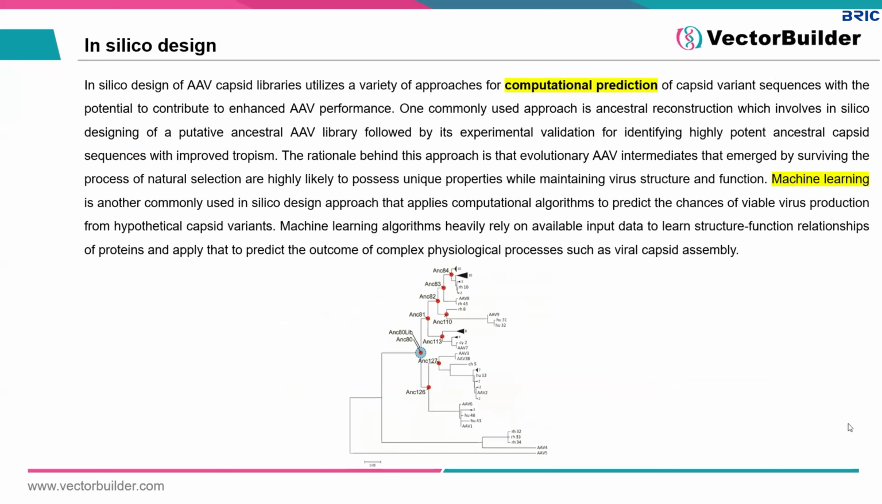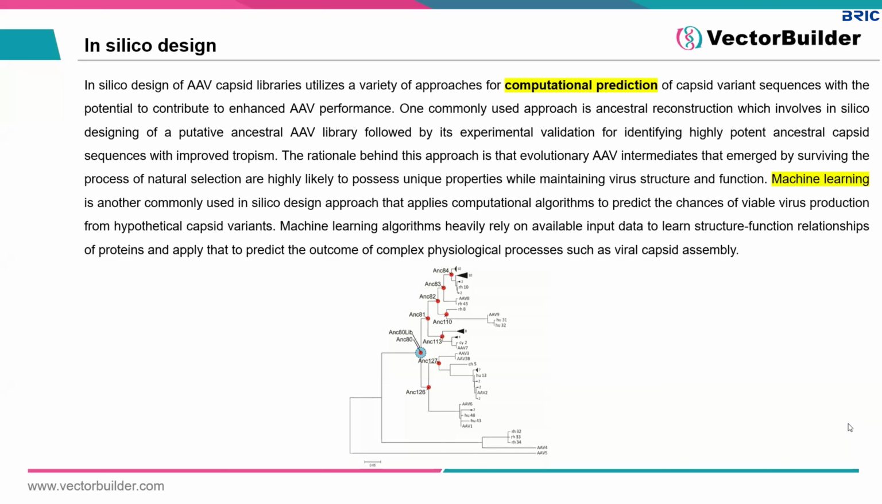Then let's come to the in silico design. This method stands out as another powerful technique employed for the generation of capsid libraries. Unlike experimental methods like the previous one, such as DNA family shuffling, in silico design operates in the realm of computational biology, leveraging proprietary algorithms and simulation to predict and engineer AAV capsid variants with desired properties.